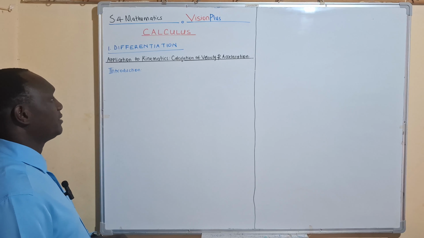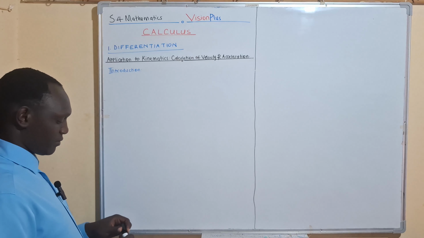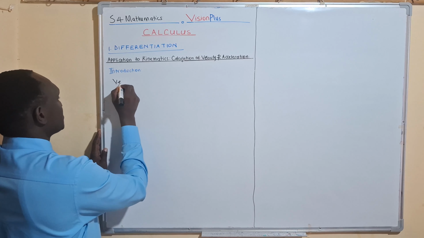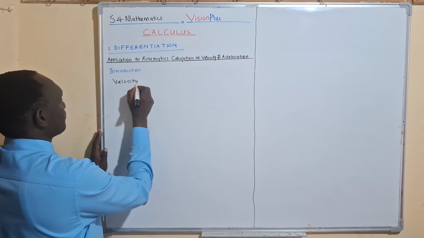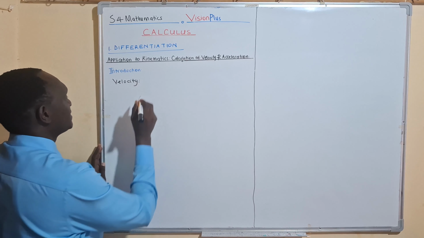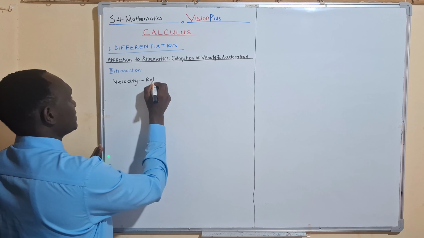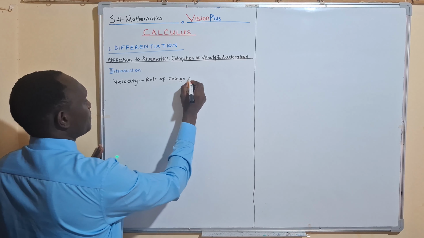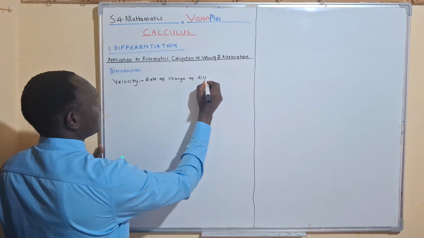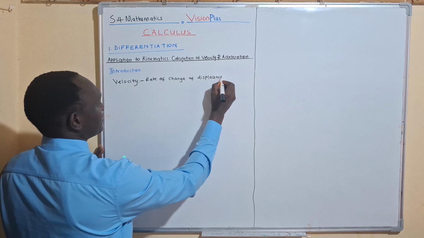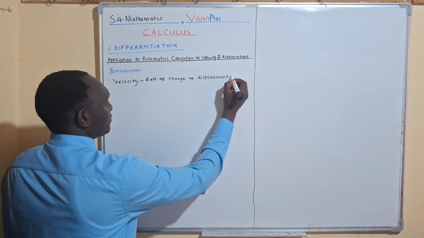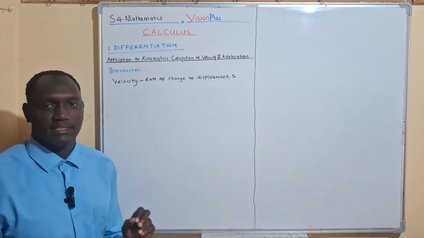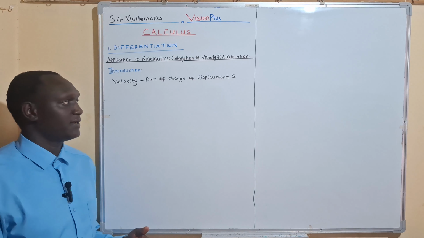Now from here, let me define the key terms. One, we have velocity. So what is velocity? Velocity is the rate of change of displacement. Okay, displacement we call it S in this case. Velocity is the rate of change of displacement.